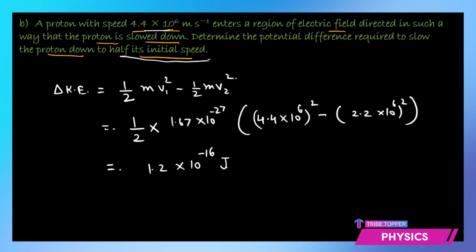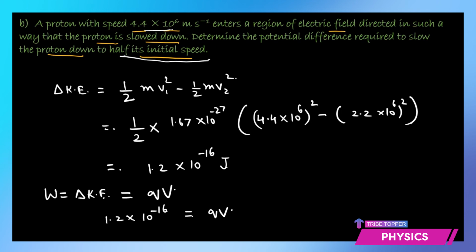Now this change in kinetic energy is brought about by what? A repelling potential difference this time. And how much is that potential difference, or that work? Basically, in the previous part we said the work appears as kinetic energy. Here we'll say the change in kinetic energy appears as the work. So work is equal to delta KE. So we'll again equate this change in kinetic energy with QV, and 1.2 times 10 to the power negative 16 is equal to Q times V.